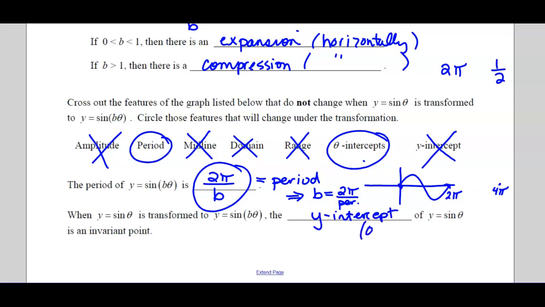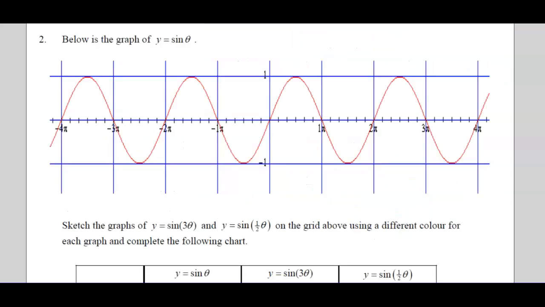Okay, which happens to be 0, 0. And then are we... Okay, so let's graph these two, and then we'll be done for the Friday. Okay? So take a look at the scale. This is theta. This is y.